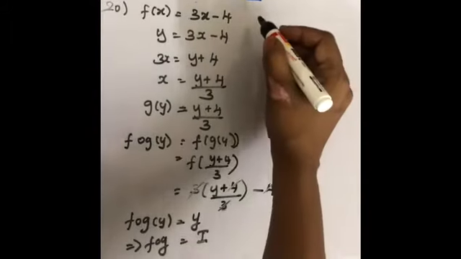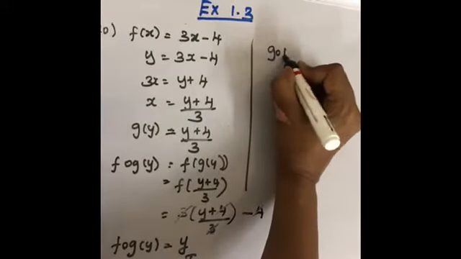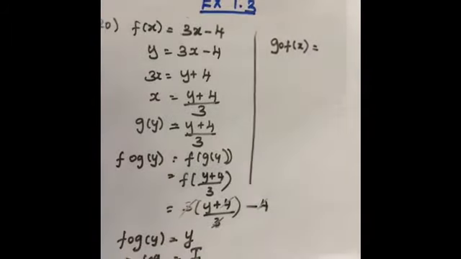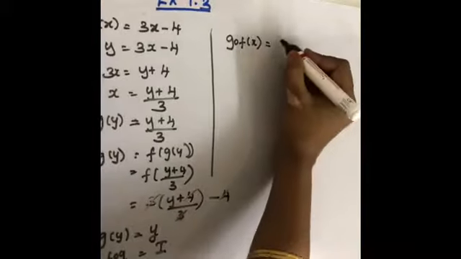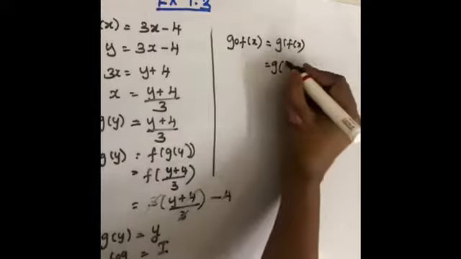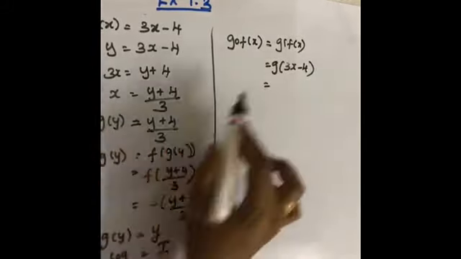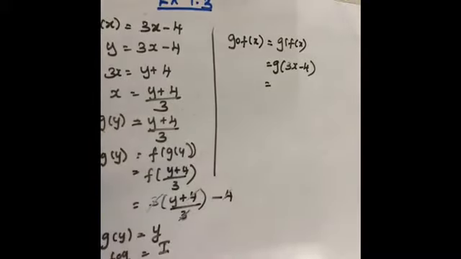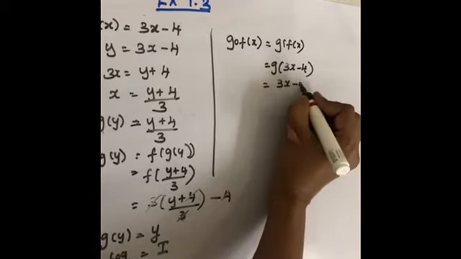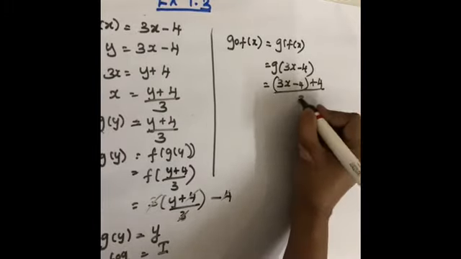Now, we have to find g composite f of x. For f, we have to put x. So, g composite f of x is equal to g of f of x, that is equal to g of, what is f of x? 3x minus 4. So, g of y we have to write like this, y plus 4 by 3 in this method. So, instead of y you have to write 3x minus 4. So, 3x minus 4 plus 4 divided by 3.